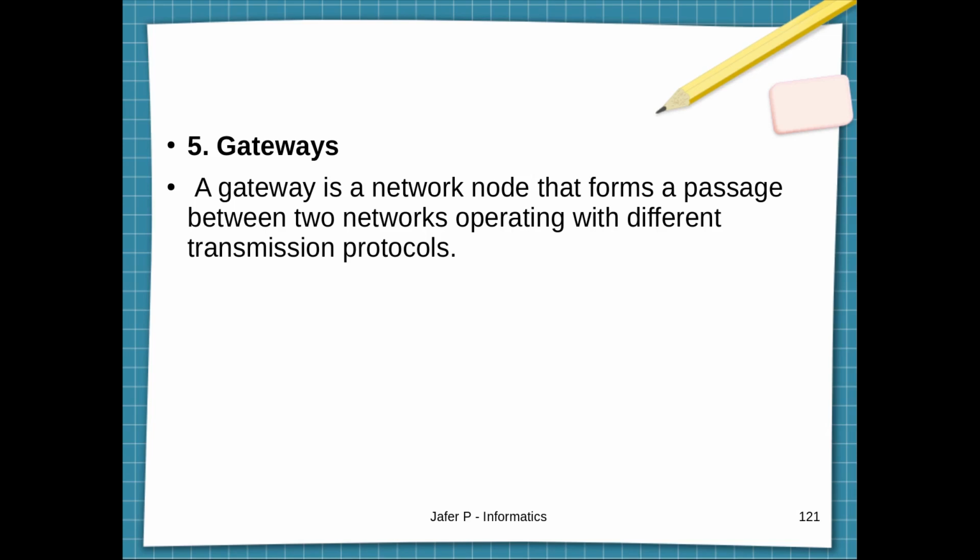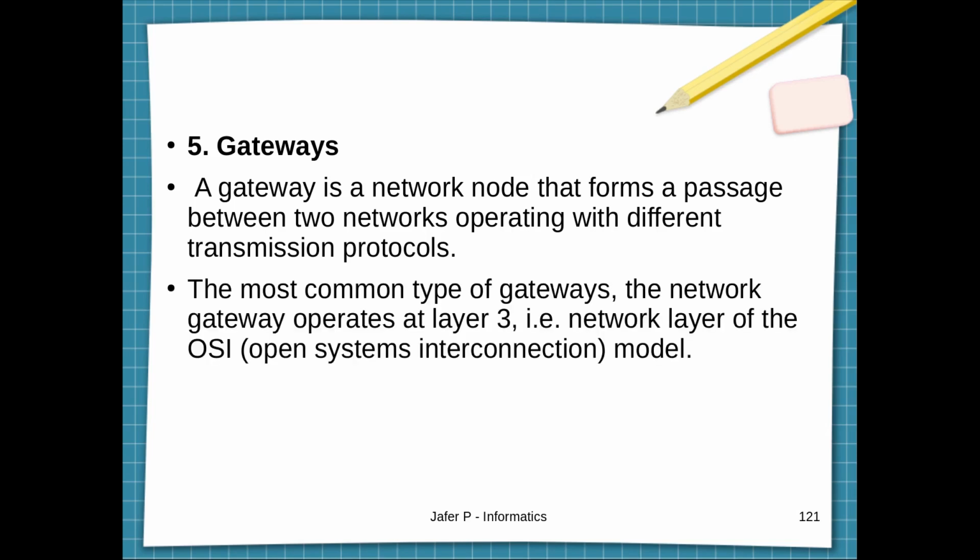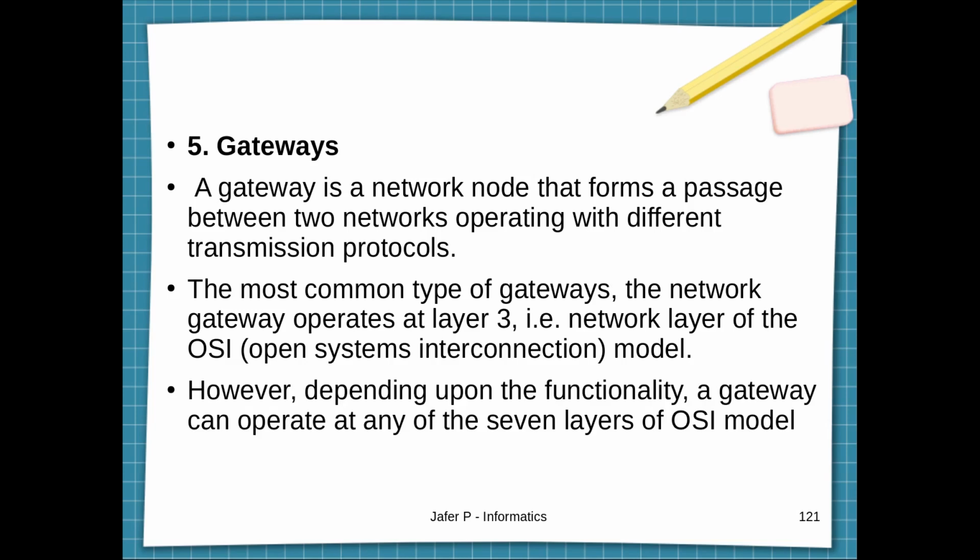The most common type of gateway is a network gateway. It operates at layer 3, that is the network layer of the OSI model, the Open System Interconnection model. However, depending upon the functionality, a gateway can operate at any of the 7 layers of the OSI reference model. This is an example of a gateway.